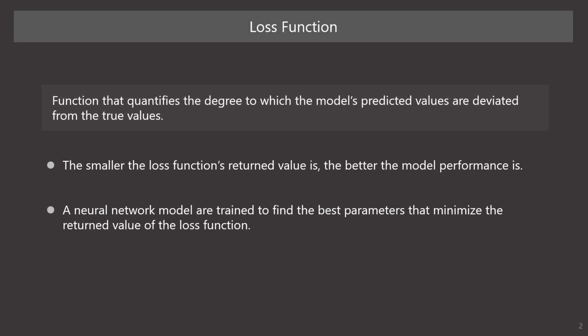The loss function quantifies the degree to which the model's predicted values deviate from the true values. The smaller the loss function's returned value is, the better the model performance is. We train the neural network to make it learn the parameters that minimize the returned value of the loss function.